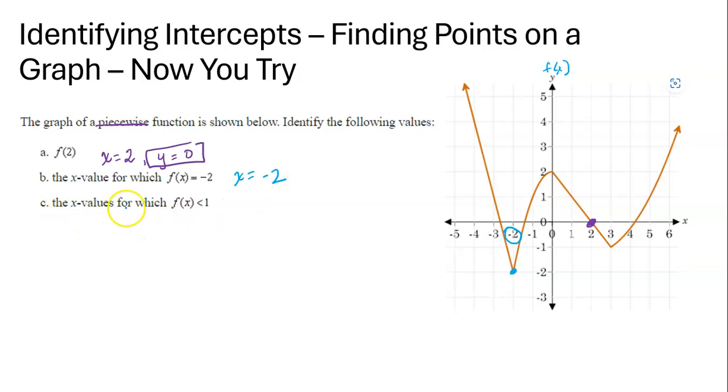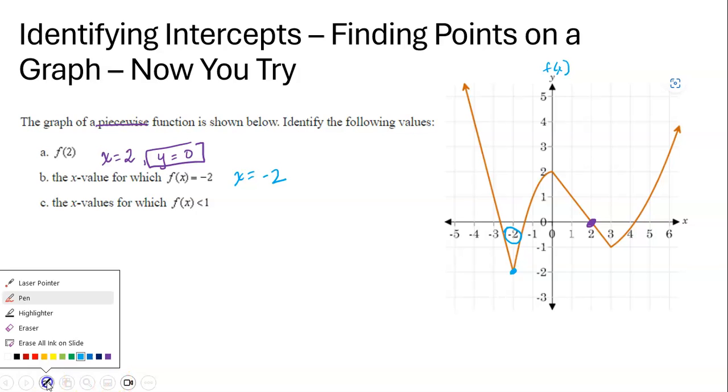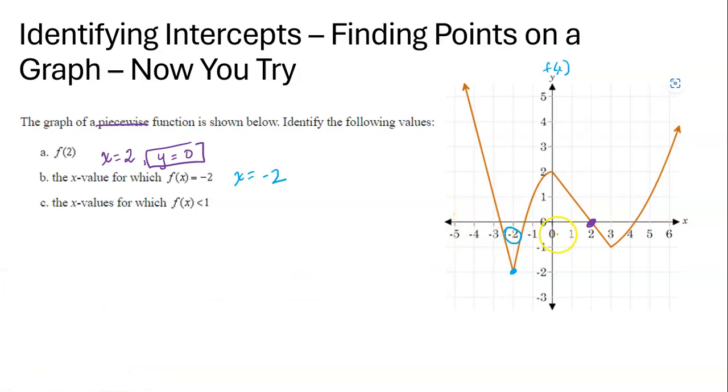Okay. The x values for which f of x is less than 1. Let me get another color. Less than 1. So if I were going to draw a line, here's a line at 1. I know that from -3 to -1, it's less than 1. Right? All of this is less than 1.